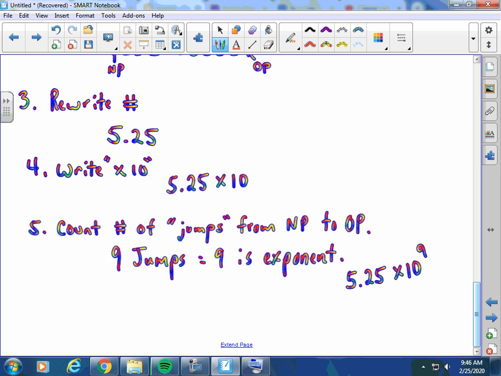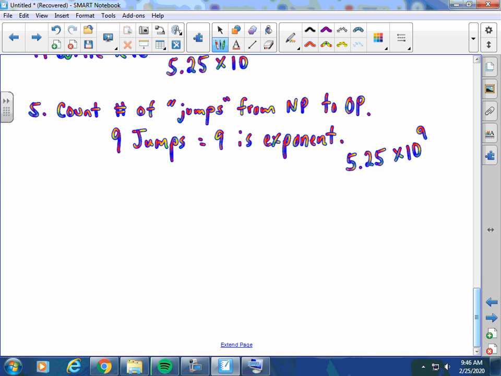Stop me at any time if something doesn't make sense. The last step, it seems like a lot, but once you do it a few times, it's a piece of cake.